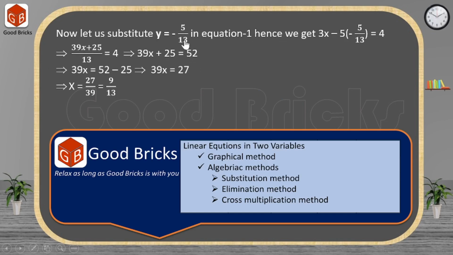Once you substitute this value in equation 1, you will get x is equal to 9 by 3. So we got x is equal to 9 by 3 and y is equal to minus 5 by 13 as the solutions of the given pair of linear equations.